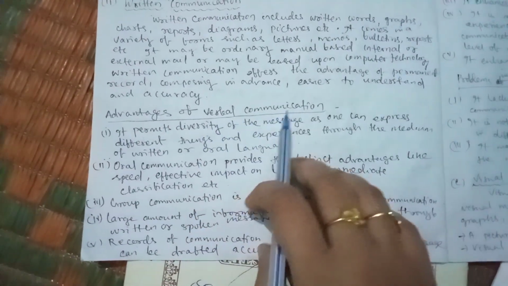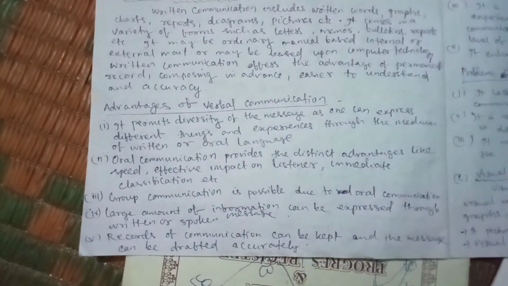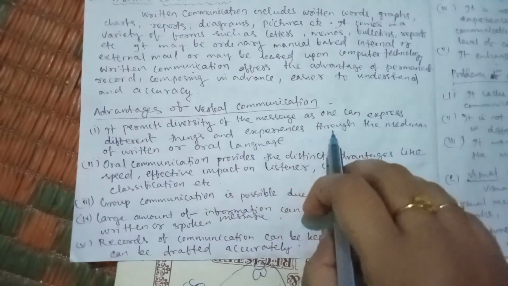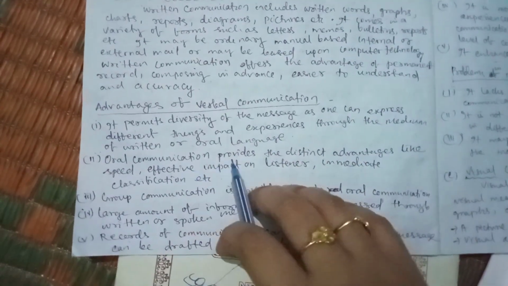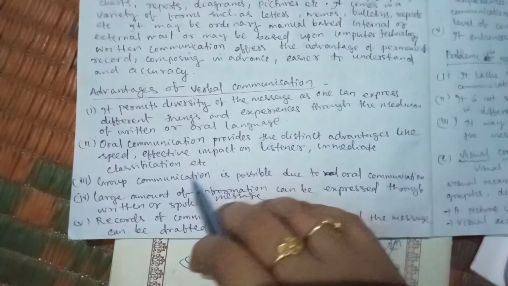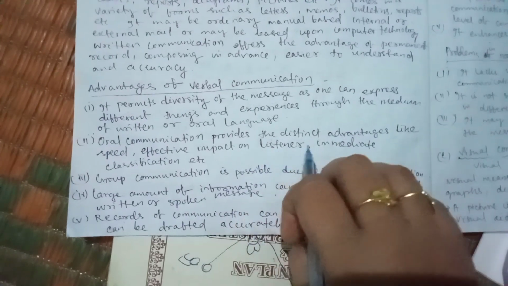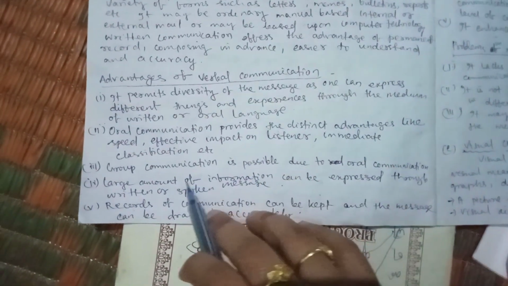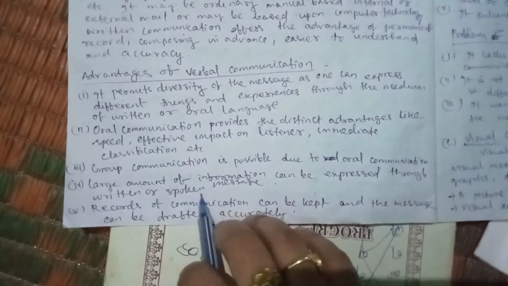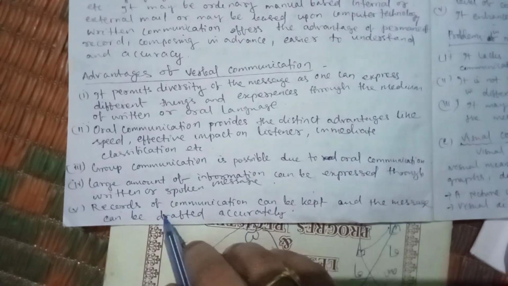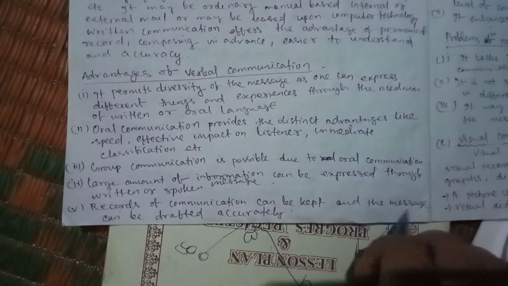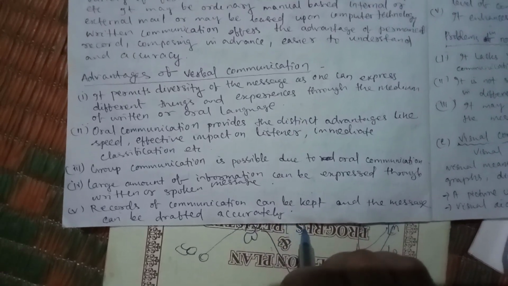Then advantages of verbal communication. It permits diversity of the message as one can express different things and express experiences through the medium of written or oral language. Oral communication provides distinct advantages like speed, effective impact on listener, immediate clarification, etc. Group communication is possible due to oral communication. Large amount of information can be expressed through written or spoken message. Records of communication can be kept and the message can be drafted accurately.